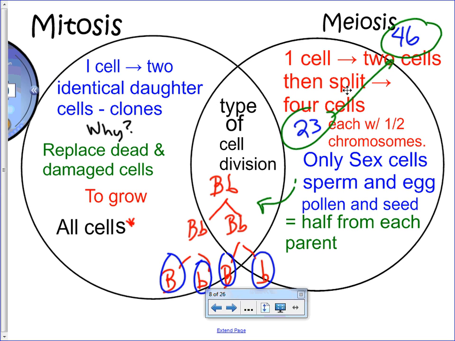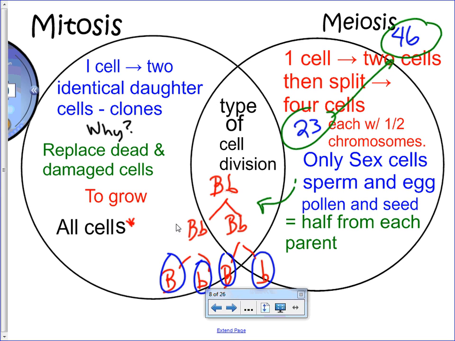Meiosis is different because one cell splits into two cells, then those cells split again without duplicating the chromosomes. So we end up with 4 cells that are not identical because each only has 1/2 of the original chromosomes. In humans, we have 23 pairs of chromosomes for a total of 46 chromosomes. After meiosis, the sex cells, the sperm and egg, each only have 23. That way, through fertilization, getting half of your genes from your mom and half from your dad, 23 plus 23, you end up with the 46.